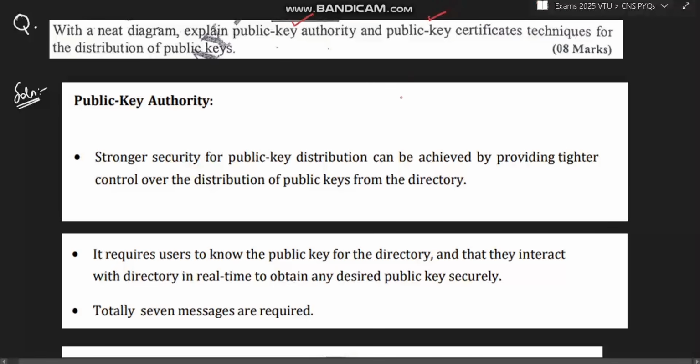So let's understand what each of these is. Public key authority. Stronger security for public key distribution can be achieved by providing tighter control over distribution of public keys from the directory. So there will be a directory where the public keys will be. We make it a little bit more secure in between, so we are providing tighter control over the distribution of public keys to make it more secure.